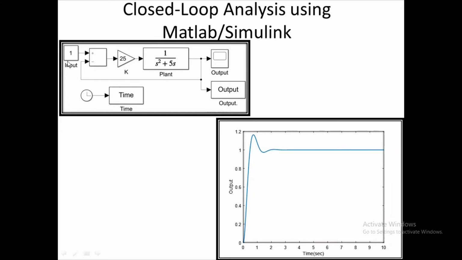So you can see that the output is being compared with the reference one. This is the reference input, this is not exactly the input, this is the reference input, and this gain k is 25 that I have taken. So this will become 25 by s square plus 5s, and this is the output. And the same thing now I am going to replicate and I will show you how to do this.